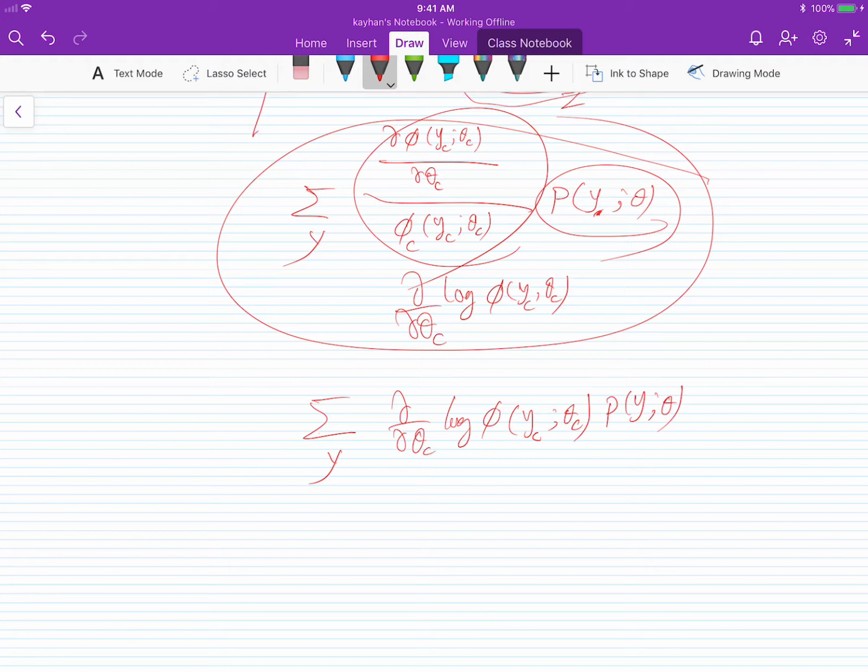It's like an integral, right? No, it's expectation, right? It's the expectation of what is inside of this. So I can write the whole thing as an expectation of log of pi c yc theta c. Right? That's what it does.